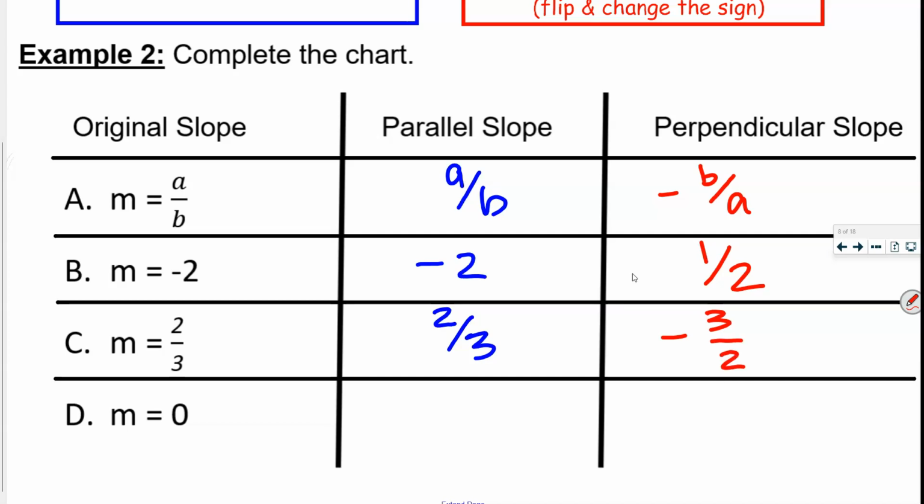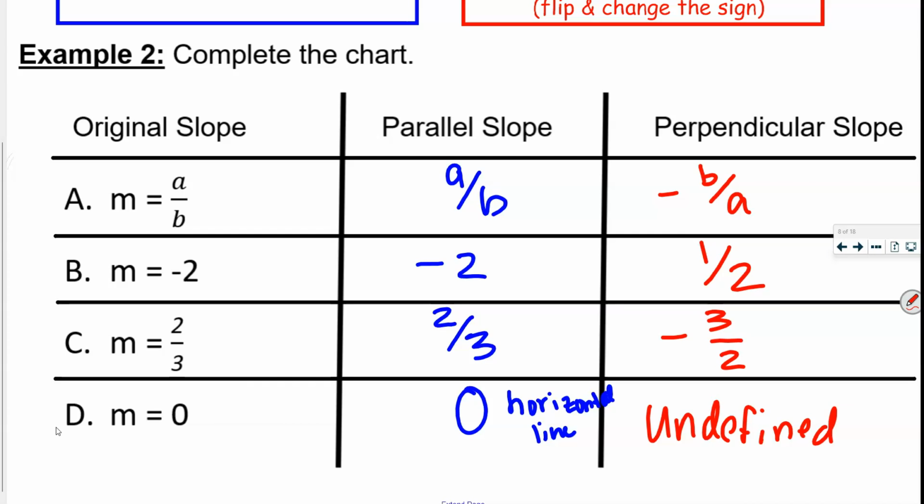Now, here's one that's interesting. If we have a parallel slope here, then obviously it's 0. But when we have a 0 slope, that means that the line is horizontal. So this is a horizontal line. Now, a vertical line has an undefined slope. And that's because the x values would be the same, and you can't divide by 0. Okay, so this is a vertical line. Just so you guys remember, okay?